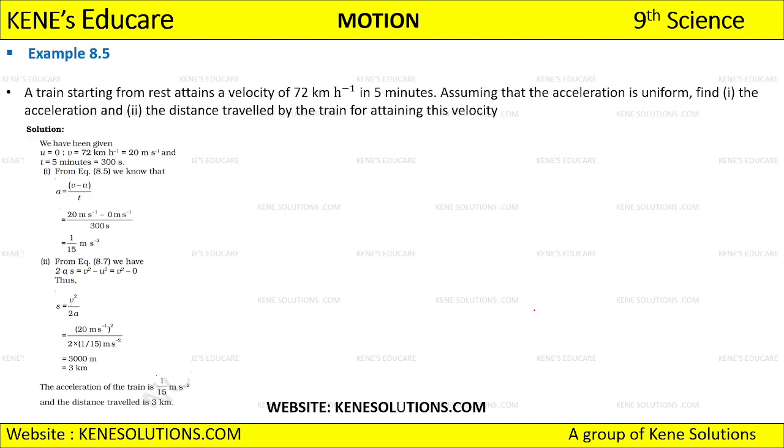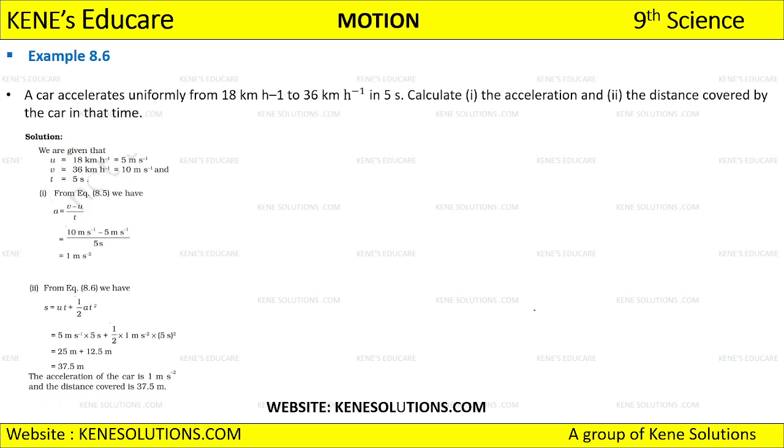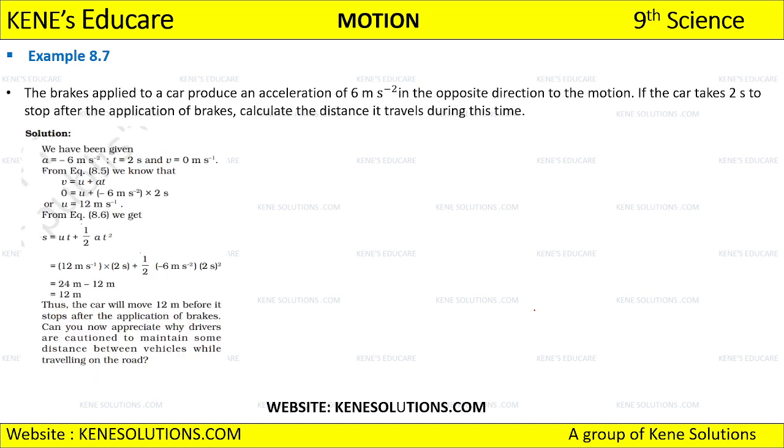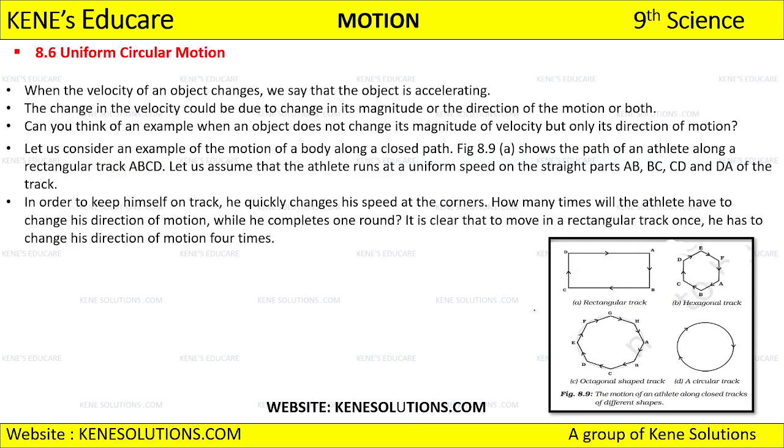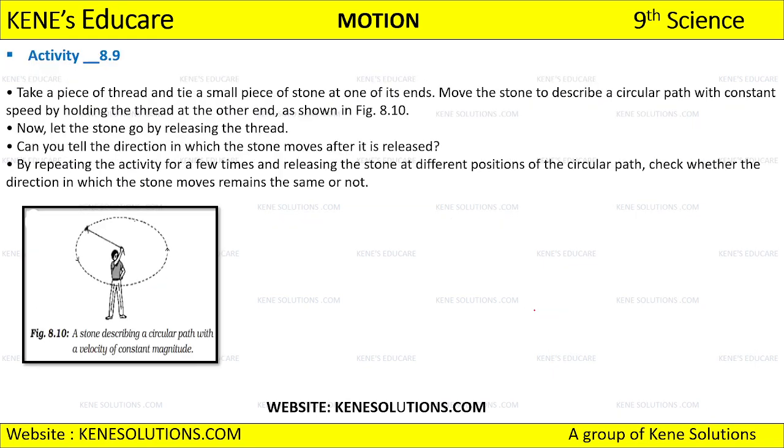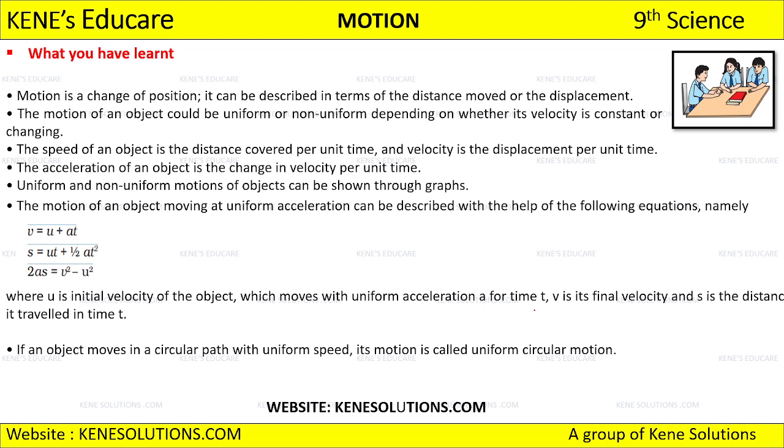Now I'm going to continue with example 8.5 in the next class. Along with example 8.5, we have one more example, 8.6, which we'll discuss. Then we have example 8.7, and after that we will be discussing uniform circular motion. After that, we will discuss activity 8.9, and then we have the summary discussion for the whole lesson on motion. After that we have 10 exercise questions to discuss.